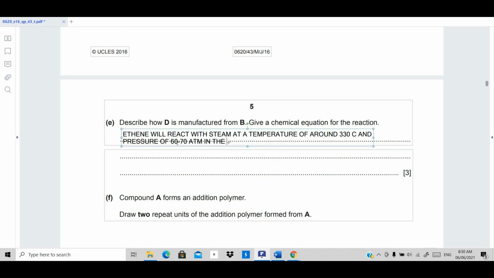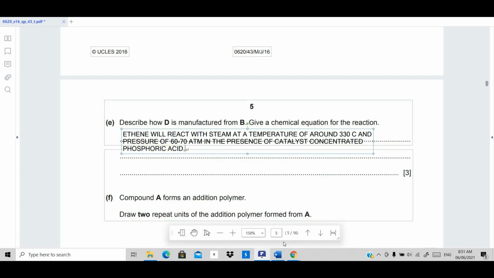So I mentioned temperature and pressure, now I need to mention the catalyst. So in the presence of concentrated phosphoric acid as catalyst, so it's easy for you to recognize what the catalysts are. Right? So we have mentioned all the reaction conditions, and we have scored 2 marks here.